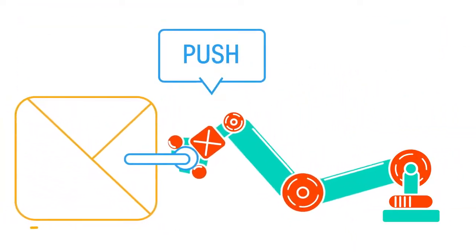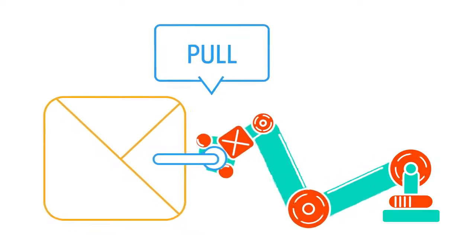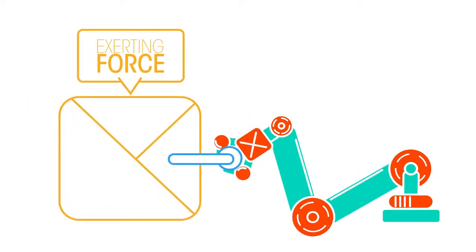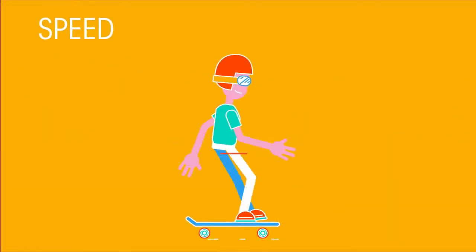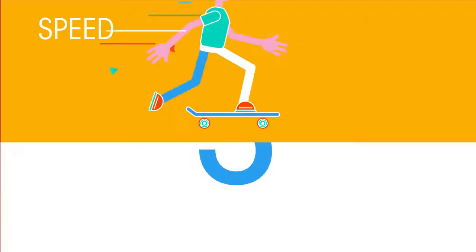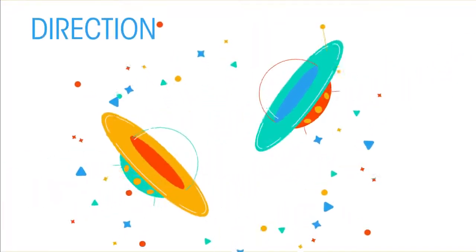A force is a push or pull. Whenever you push or pull something, you're exerting a force onto it. The force that you exert can cause three things. 1. You can change the shape of an object. 2. You can change the speed of an object. Or 3. A force can change the direction in which something is travelling.